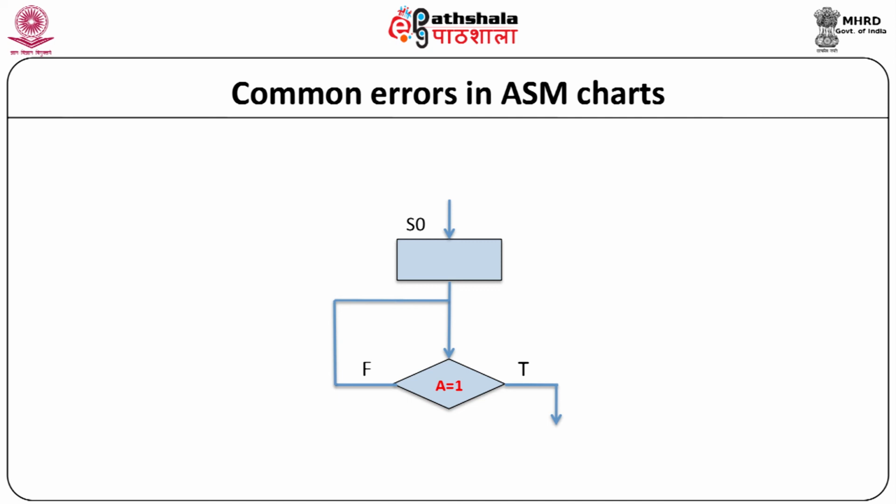On similar lines, it is also possible to find another common error in an ASM chart which violates the second rule. The second rule essentially states that the decision boxes and conditional output boxes are associated with a single ASM block and cannot be shared by other ASM blocks.